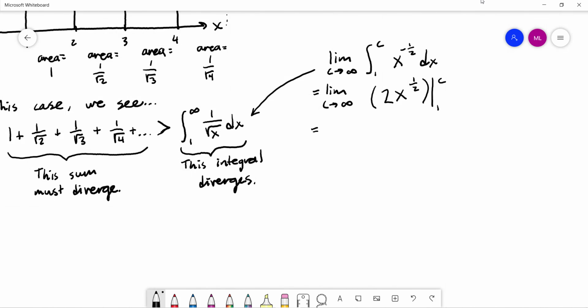We'll evaluate at c, so I'm going to get 2 times the square root of c minus 2 times the square root of 1. Oops, I forgot my limit. We still need the limit there. The limit as c goes to infinity of 2 root c minus 2 root 1. And when we plug in that limit, we're going to basically get 2 times the square root of infinity minus 2. What is this thing doing? It's diverging. It's going to infinity. The square root of infinity is still infinity. So this whole thing diverges.